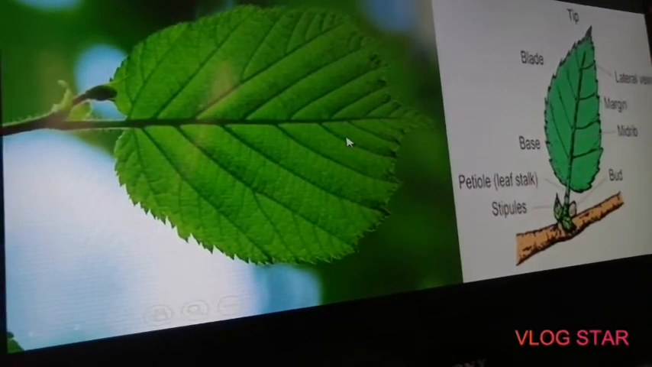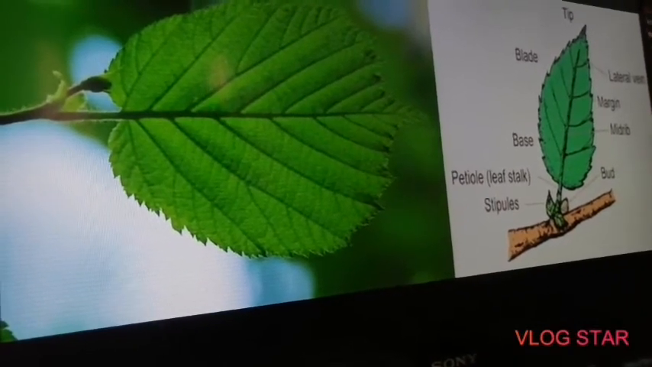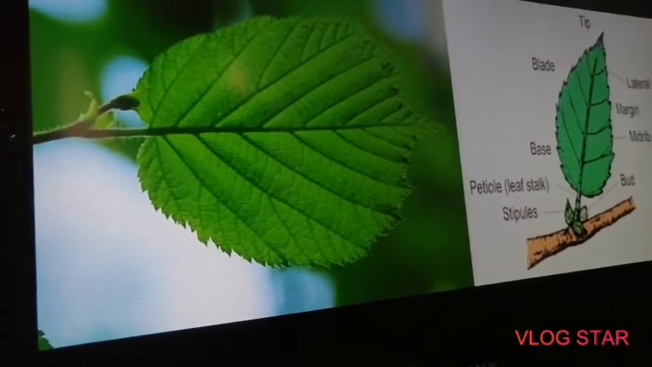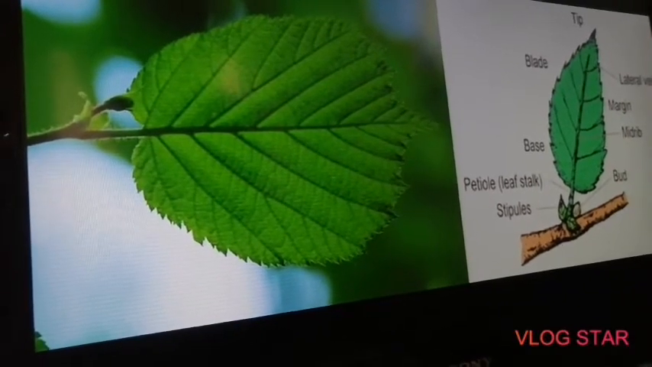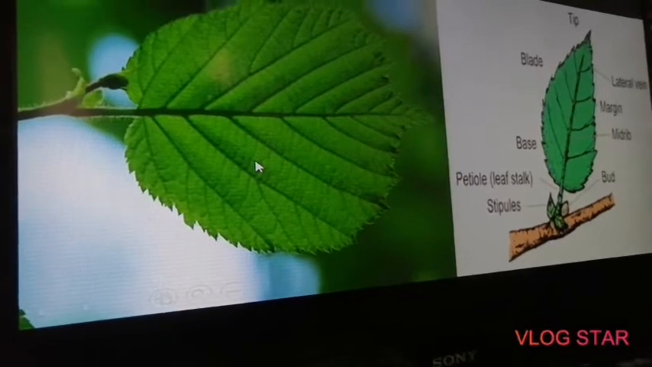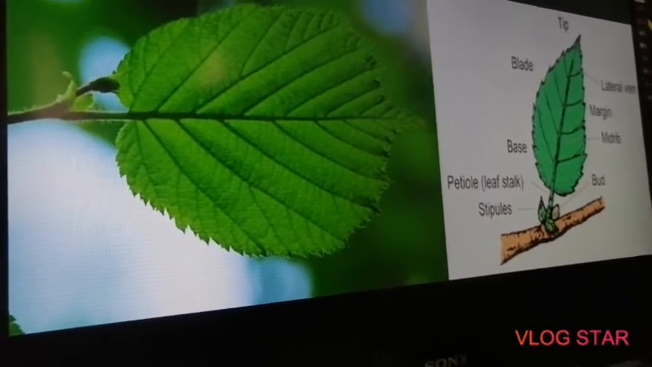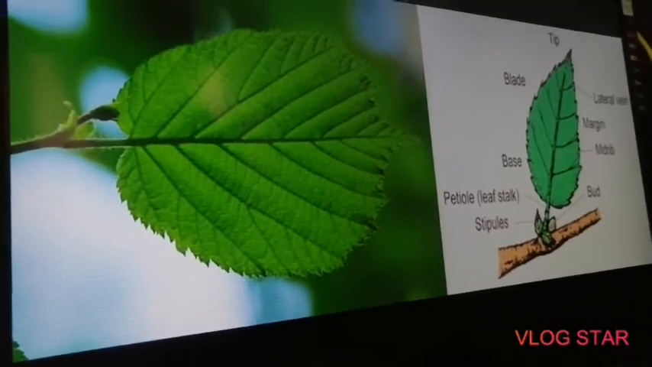Then we come to stomata. Now stomata are very important for the leaf as they help in the preparation of food in the leaf, that is photosynthesis. We can't see stomata with our naked eye. We need a microscope to see them, but they are always present in the leaf.